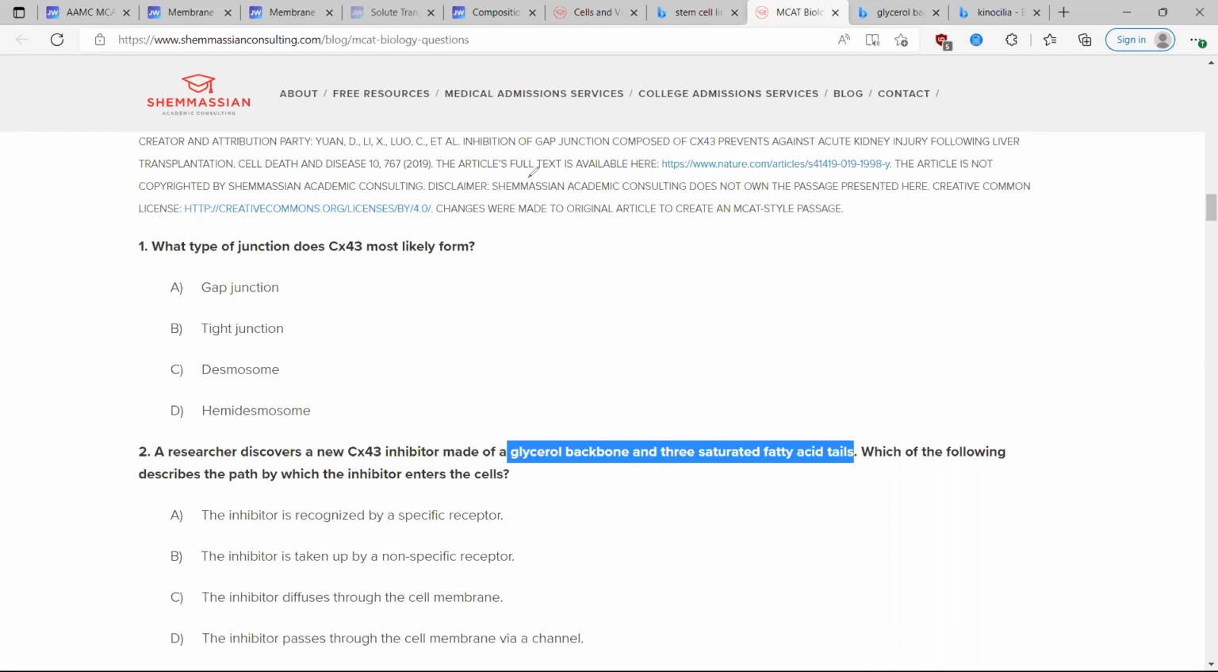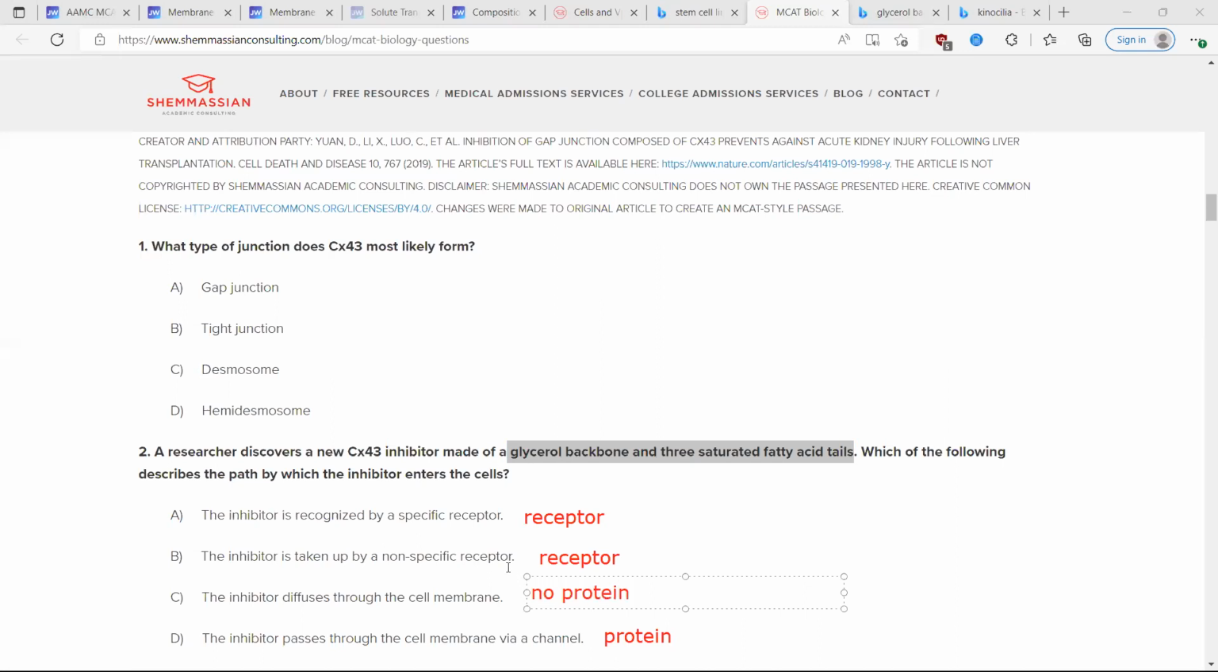And again, we can also look at the anatomy of this question. This says a receptor, some kind of protein. And this says a channel, which is a protein. This is the only one where they're not talking about a protein. No protein. So this is the odd one out. That is just another way to see the pattern.